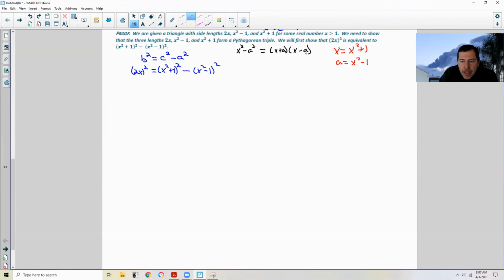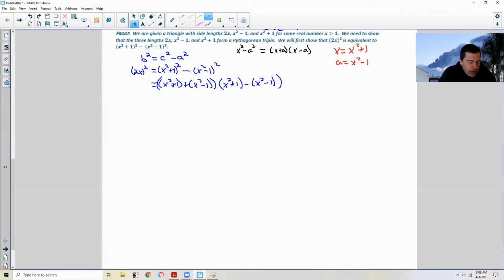So we want x plus a times x minus a. So I'm just going to rewrite this now. Well, what is x? This is going to equal x, which is x squared plus 1, there's my x, plus a, which is x squared minus 1. There's x plus a, times x minus a. X squared plus 1 is my x, times x minus a. So this is x plus a, I need a minus, forgot my minus sign, minus a. Okay?